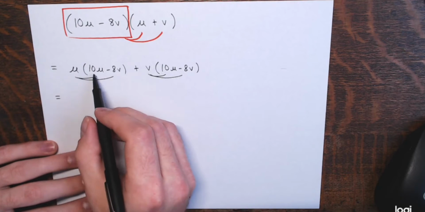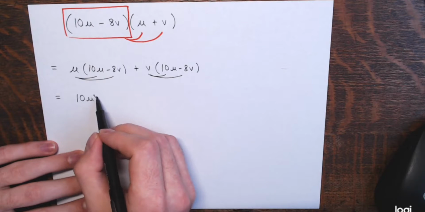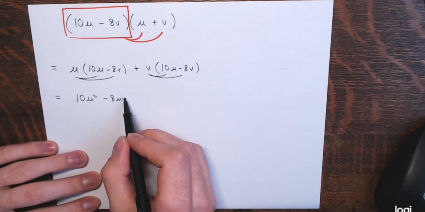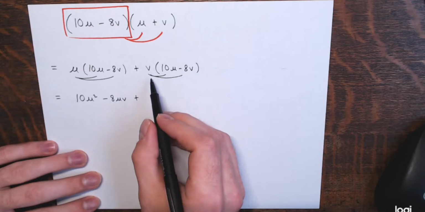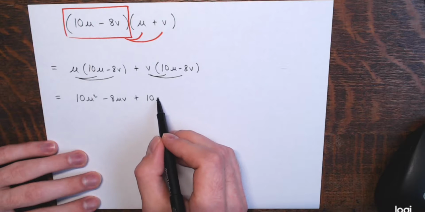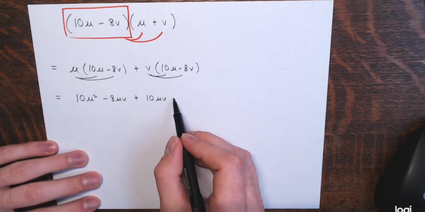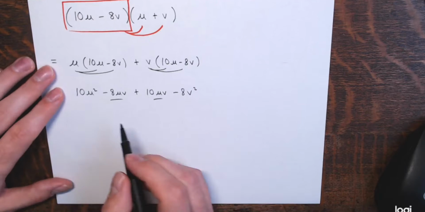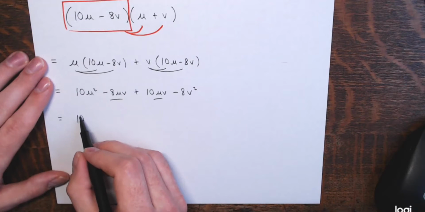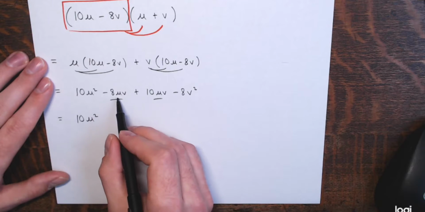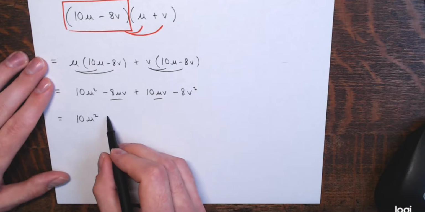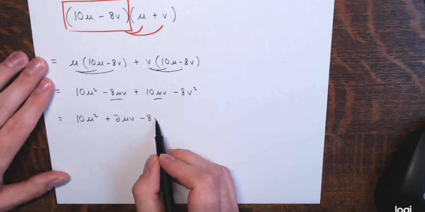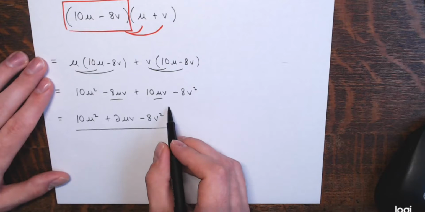You'd have 10u squared minus 8uv plus 10uv, and then minus 8v squared. And then you got the 2 uv terms that go together. So we end up with 10u squared. Then negative 8uv plus 10uv would be positive 2uv. And then minus 8v squared. And none of these terms are like, so that is what I'm going to type in.